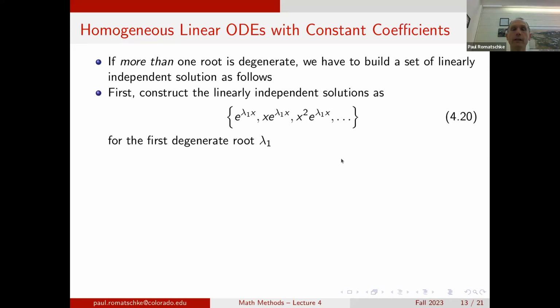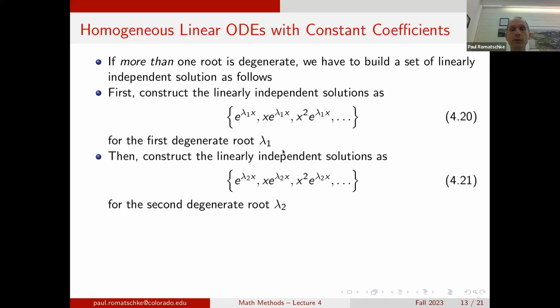For the first degenerate root, we construct a set of independent solutions as e to the lambda 1 x, x times e to the lambda 1 x, x squared e to the lambda 1 x, and so on and so forth, depending on what the degeneracy factor of the first root lambda 1 is. After this, we move to the second degenerate root, and we do the same construction for all the solutions of the degenerate root lambda 2. And then we repeat this process for the degenerate roots lambda 3, lambda 4, all the way to lambda k.